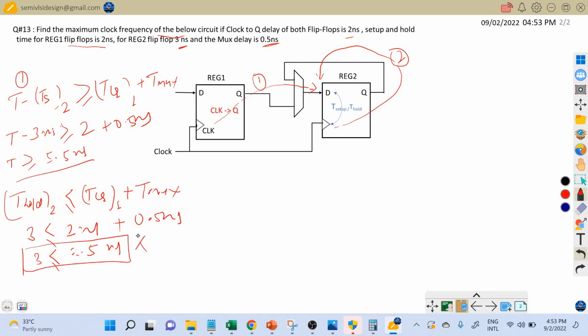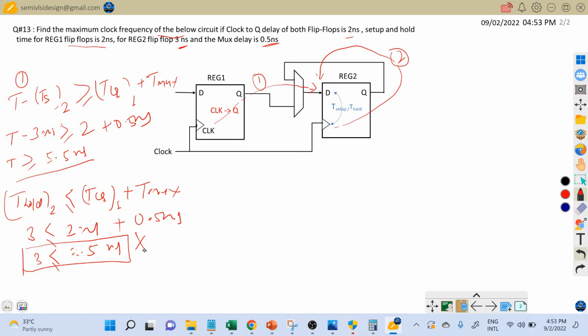and this equation is not satisfied. So with the given T hold, T clock-to-Q delay and T mux delay, we have a hold violation for timing path 1. That means this particular circuit has a hold violation and it is not going to work at any clock frequency unless we fix this hold violation.